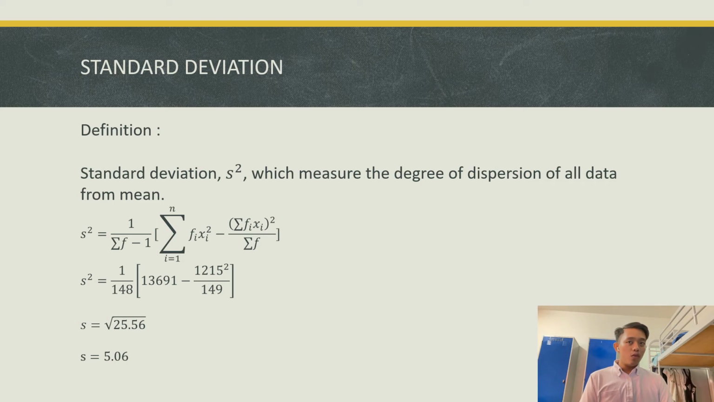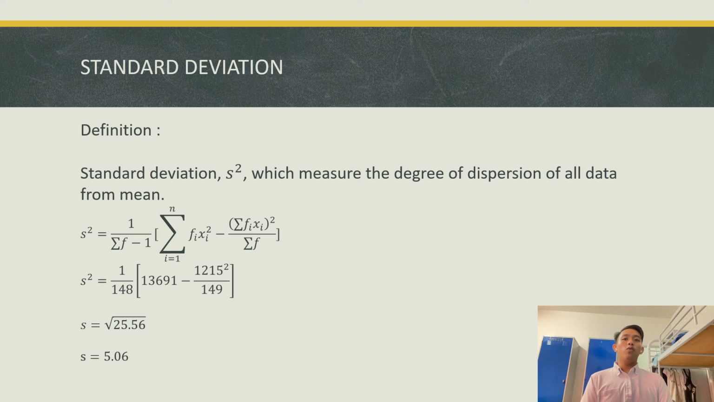So today I will talk about the standard deviation. Okay, firstly we talk about the definition. Standard deviation, S squared, measures the degree of dispersion of all data from the mean. Okay, we go to the formula. S squared equals 1 over summation f minus 1 times summation fx squared minus summation fx squared over summation of f. So we put the numbers in this formula.